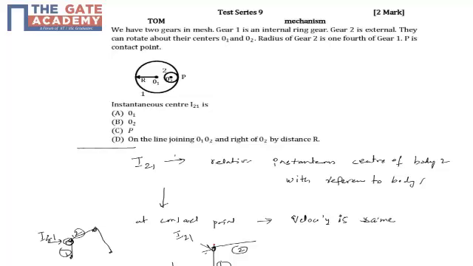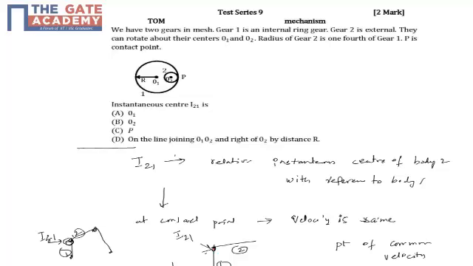The other way of saying it is, when there are two bodies in contact, the point where the two bodies have common velocity is the point where you have the instantaneous center. The point of common velocity is the other definition, but the main definition, as you should understand, is that when two bodies are in contact, the contact point is the instantaneous center.